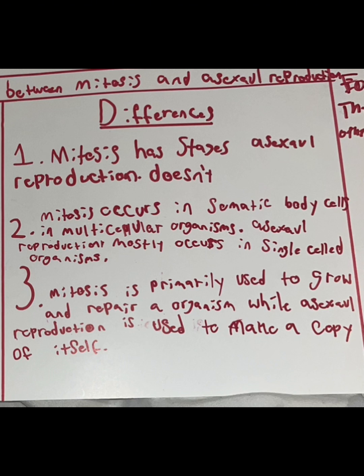Mitosis occurs in somatic or body cells within multicellular organisms, while asexual reproduction happens mostly with single-celled organisms. Lastly, asexual reproduction only acts as a way to create offspring, while mitosis is both a way to reproduce asexually and to grow and repair multicellular organisms.